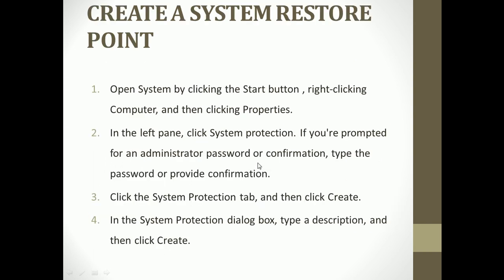So how are we going to create a system restore point? At first we need to open the system by clicking the start button, right click on computer and then click properties. At the left pane that you can see there, we choose system protection. If you are prompted for an administrator password or confirmation, type the password or provide the confirmation. After that, we click the system protection tab and click create. In the system protection dialog box, we type a description and click create.